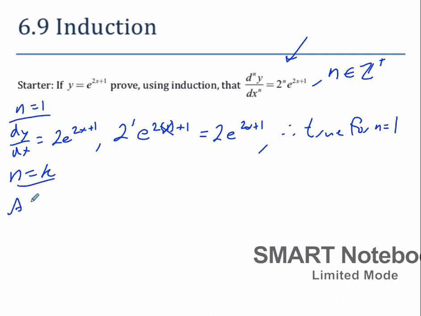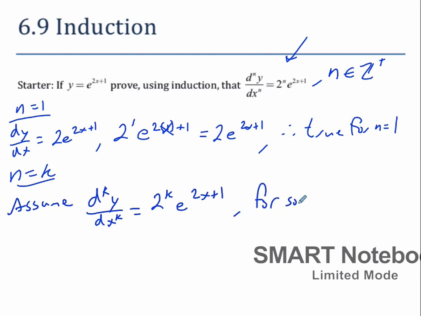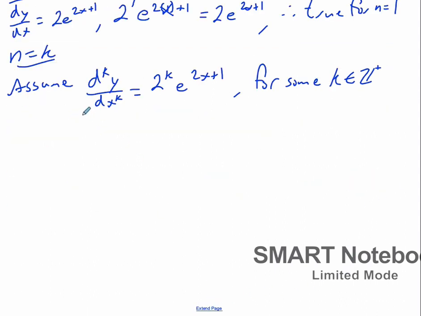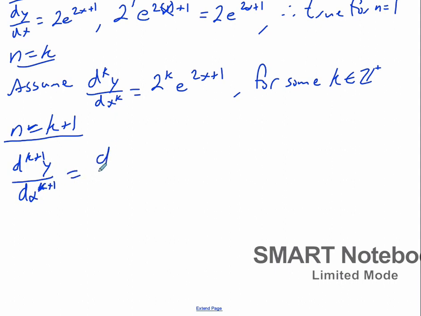So for n equals k, assume d^k y, so the kth derivative, this is how you write it. Assume the kth derivative equals 2 to the k e to the 2x plus 1 for some k in Z plus. So we always have that kind of step. Now for derivatives, it's pretty easy. This step is always just getting the k plus 1th derivative. So d^(k+1) y over dx^(k+1) equals d by dx of our assumption. So we always do that, find the derivative of your assumption, and then hopefully it'll all work out.